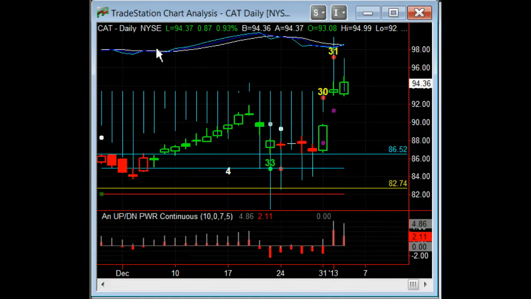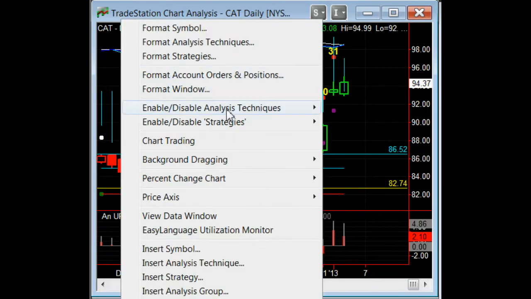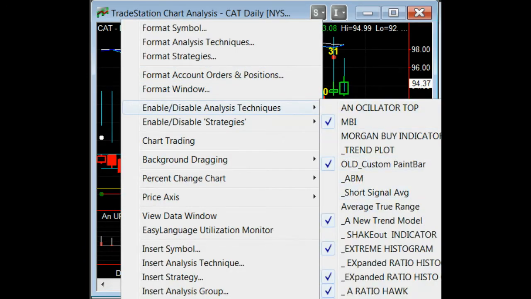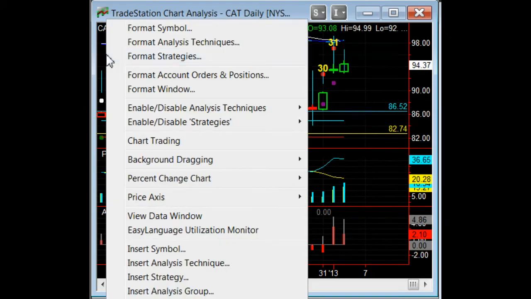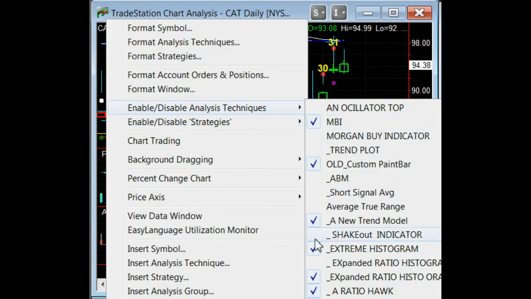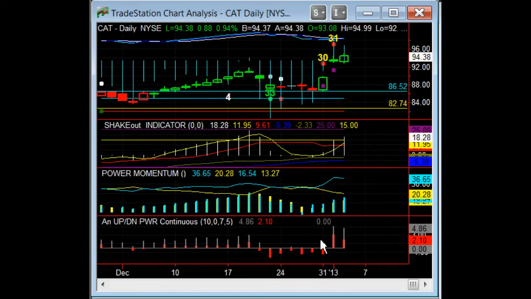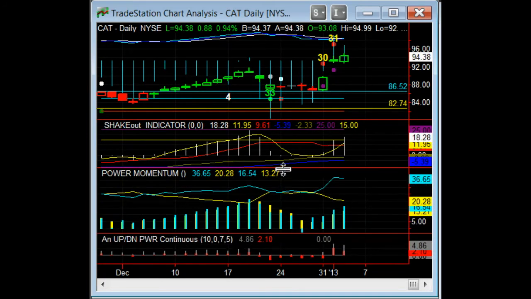Alright, so we can disable that one, but if we go back to our other ones, we want to put back in the power mo. Right down here, we'll just click it, and it pops back up, and it goes right back in the same spot it was. Okay? So it becomes very straightforward. Shakeout indicator, click that one, boom, goes right back where it was. So it becomes very simple to put these back in, remove them.